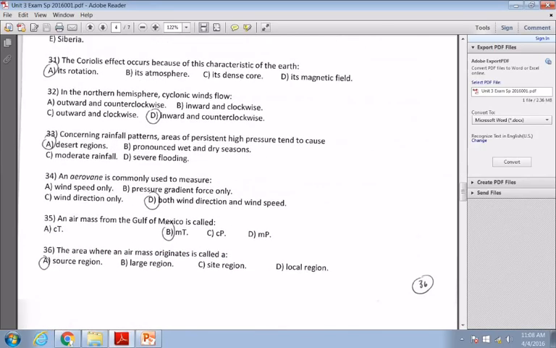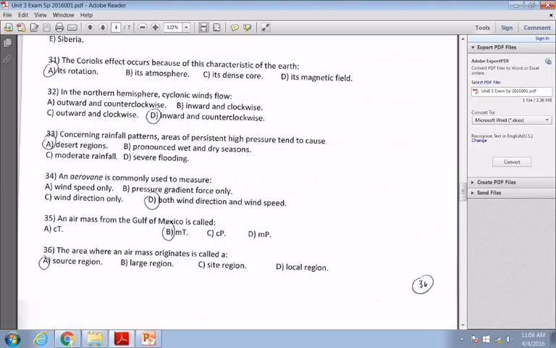Question 31, the Coriolis force is caused by the Earth's A, rotation. Question 32, in the northern hemisphere, if you're talking about cyclonic winds, of course, cyclonic winds would be a low. So the best answer there is D. With regard to a low, you're going to have air moving inward, and it's going to be going counterclockwise.